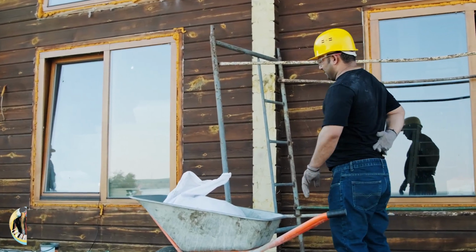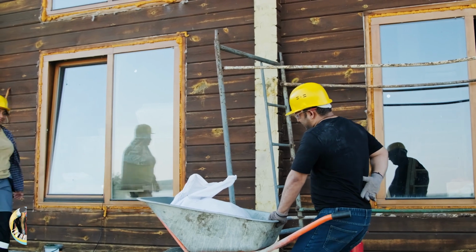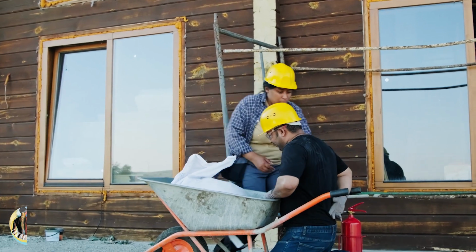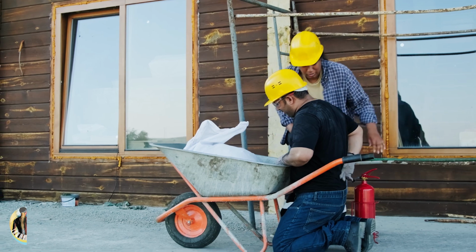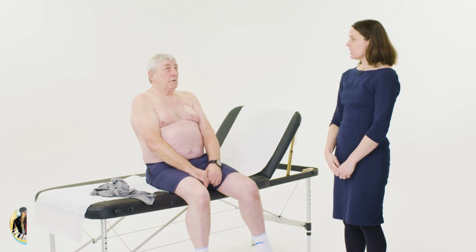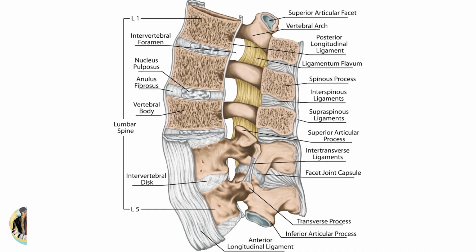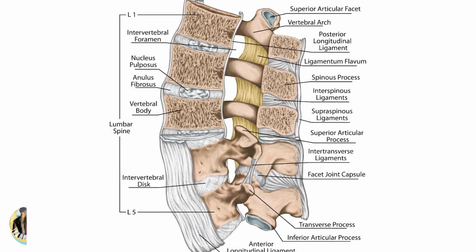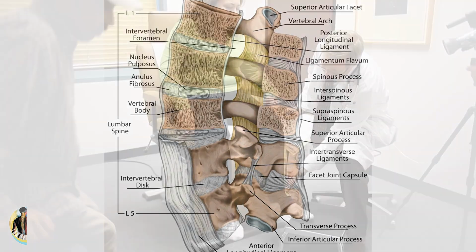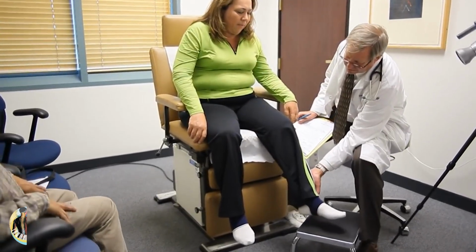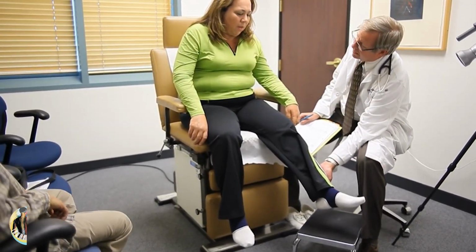Enthesophytes are not just the result of degenerated discs. They can be caused by any injury, chronic stress, or disease that causes soft tissues to become inflamed. It is important to note that degenerated discs may lead to osteoarthritis, and vice versa. The spine is a complicated structure of bones and soft tissues, and injuries or degeneration in one area can have cascading effects. The only way to know the underlying cause of back pain is to get an accurate diagnosis.